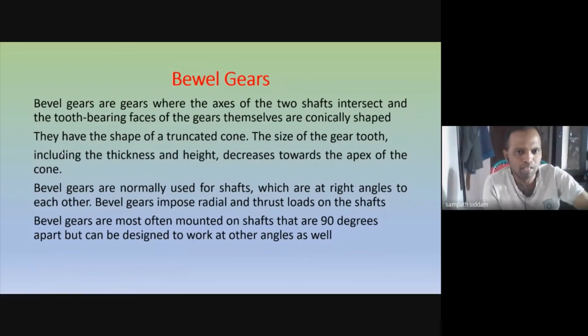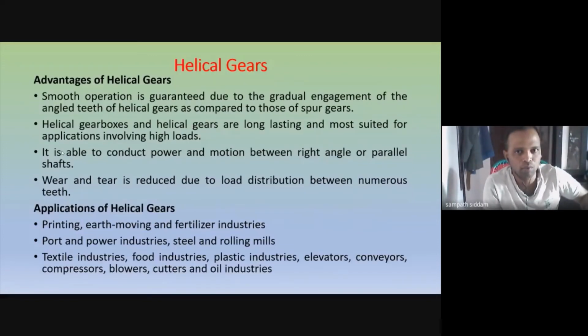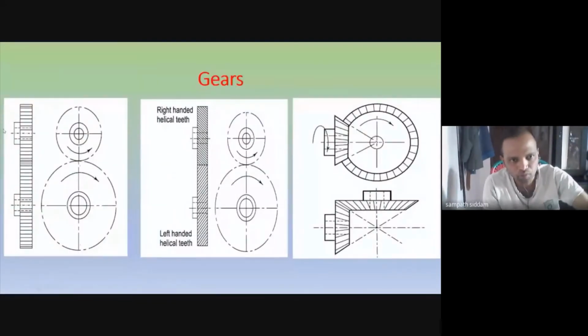Bevel gears are normally used for shafts which are at right angles exactly to each other. Bevel gears impose radial as well as thrust loads on the shafts. Bevel gears are most often mounted on shafts that are at 90 degrees apart, but they can be designed to work at other angles as well. Previously, if you go through the figure, this is exactly axis parallel to the shafts. Only for parallel shafts will we go with these spur gears. And this is slightly inclined. We'll go with both the right angle one as well as the parallel one. Only herringbones will go with the exactly parallel shafts.